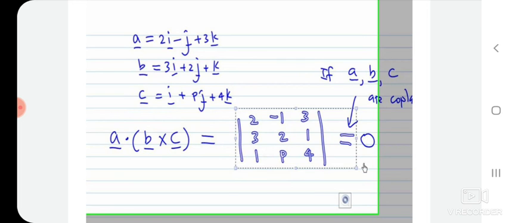If these three vectors are coplanar, it means the determinant is equal to 0, so the right-hand side is 0. We have to find the constant p value. Just solve this determinant and tell me the value of p in the comment section.